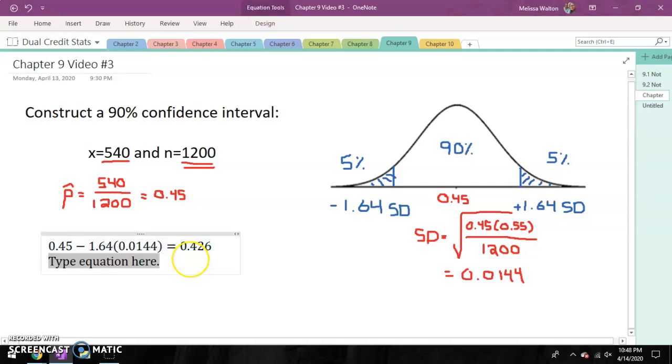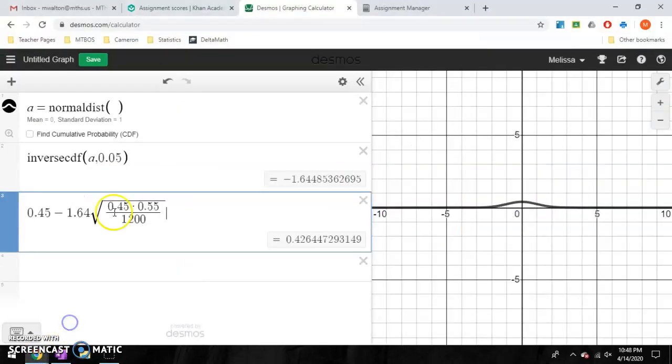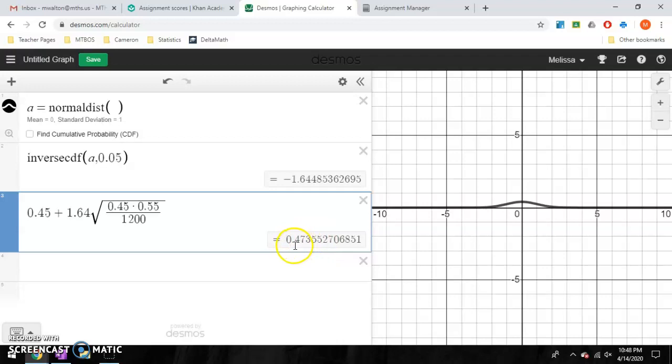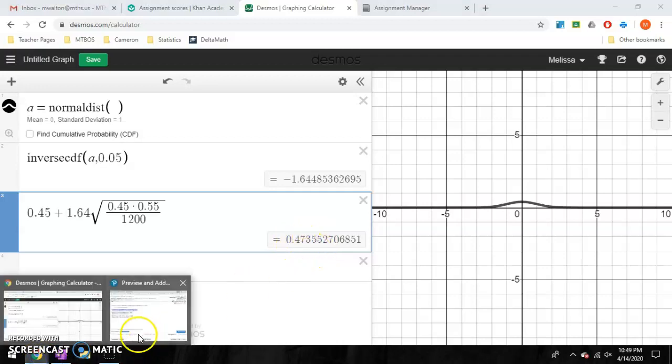Luckily for us, we don't have to change too much here. Instead of subtracting 1.64 standard deviations, this time we're going to be adding them. So plus 1.64 times 0.0144. Instead of subtracting, I'm going to go ahead and add. And my upper bound is going to be 0.474, or 47.4%.